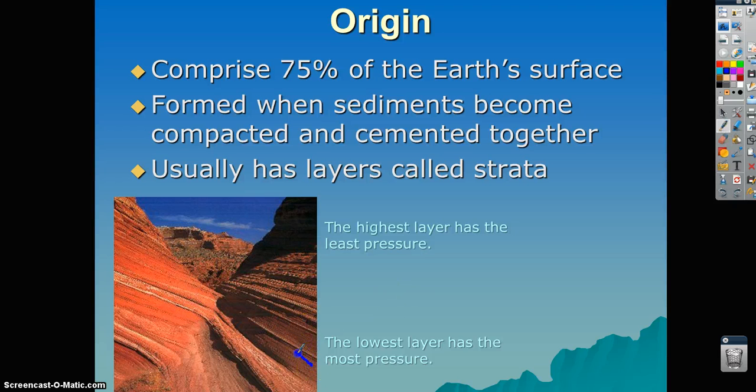So again, if we go back to our picture, where it's going to be compacting the most is at the bottom here, where it's got the highest amount of pressure. Okay, and then sometimes they become cemented together, which means that minerals crystallize around it and form a glue that holds the pieces together.